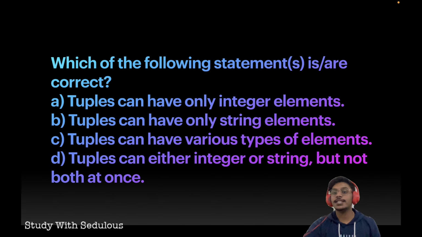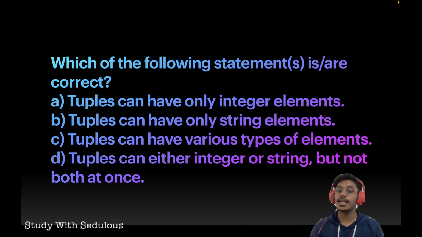Which of the following statements is or are correct? Tuples can have only integer elements. Is it true? No. We can have strings also in tuples. We can have lists also in tuples. So that's not a condition. Tuples can have only string elements. That's not right. We can have integer values, bro. So not option B also.